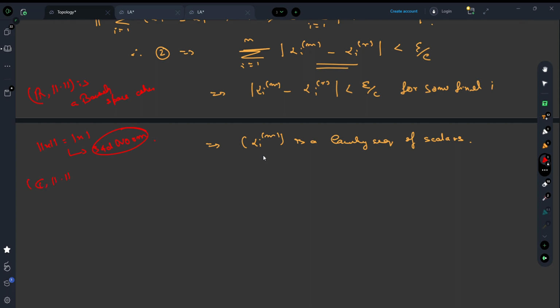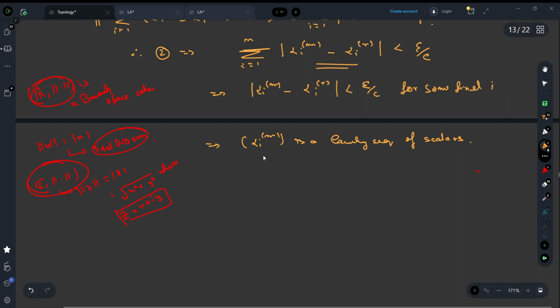So this is a Cauchy sequence of scalars. This might be in R or C. So the standard norm is for R; equivalently, for the complex field, let me also denote C with respect to the norm. In this case, it's called the Euclidean norm. The norm of z is the absolute value of the complex number z, which you know is the root of x squared plus y squared, where z was x plus iy. So in both these cases, these are Banach spaces.